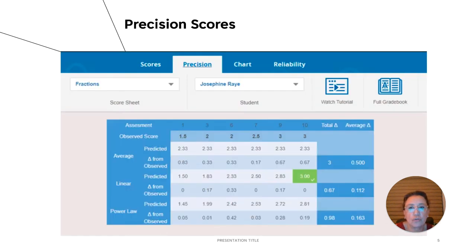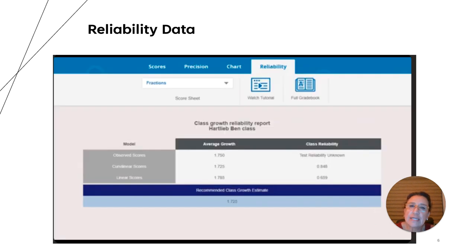I thought this one, the precision scores, was also about how sometimes we will have some errors, like the average, linear, and power law. Depending on the grades that the students are having, we will be checking what the result will be, like for a state test. I don't do a state test, but I think it will be very good for language arts or for science to follow up with these precision scores. And it also has the reliability data that shows the average of growth for each student and as a class. So I thought that was very interesting.